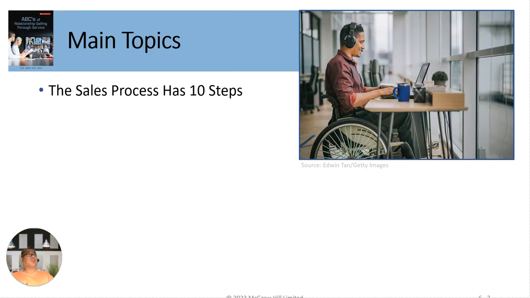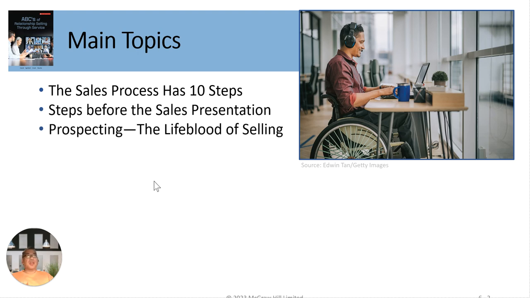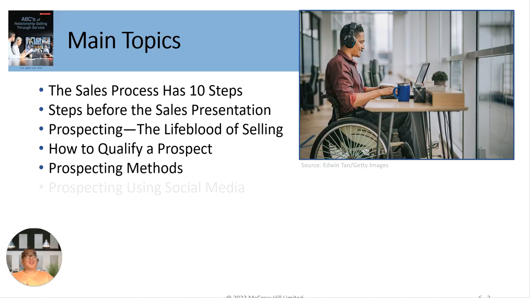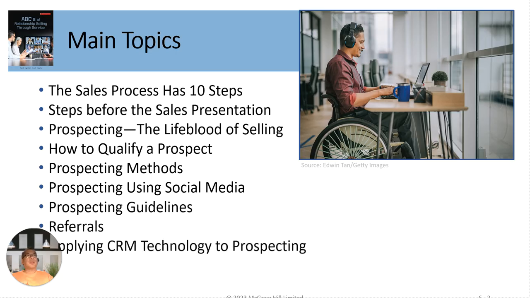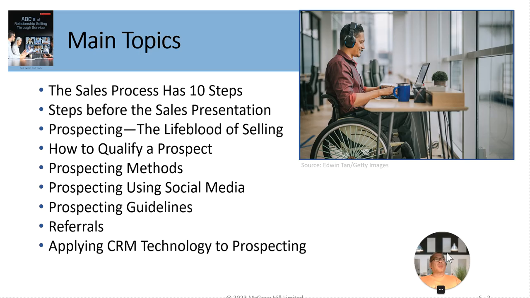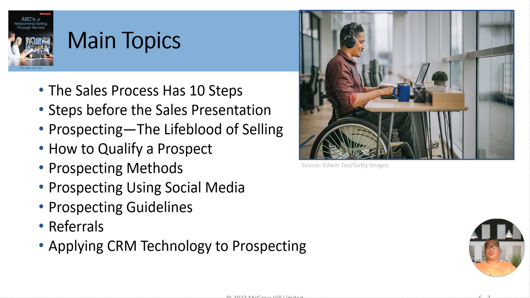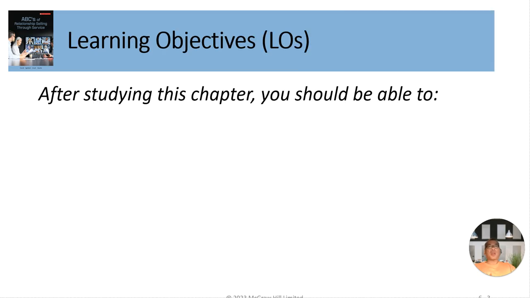Let's start. The sales process has 10 steps. What are they? The step before the sales presentation is prospecting, which is the lifeblood of selling. You need to know the quality of a prospect, the methods, using social media, using the guidelines, using referrals, applying CRM technology to prospecting, and how prospecting is changing. These are the main topics.